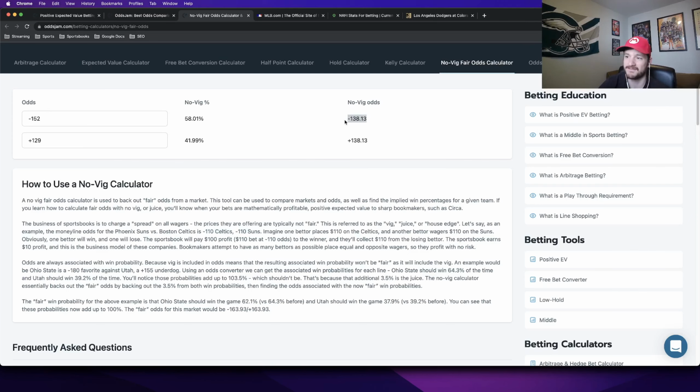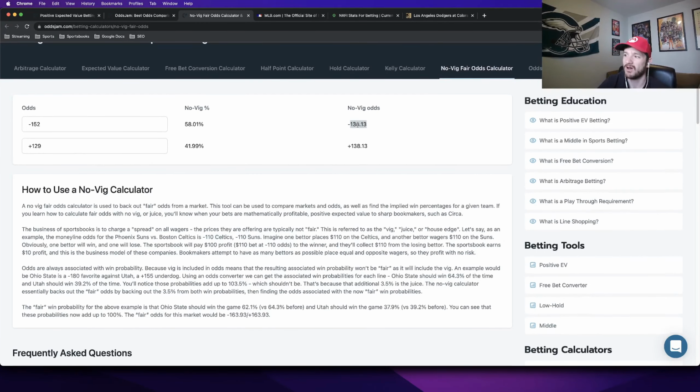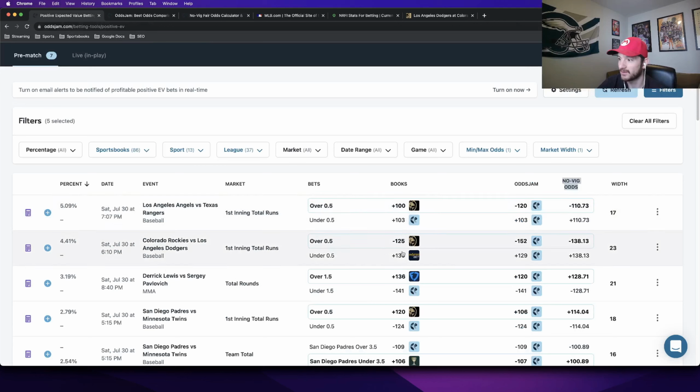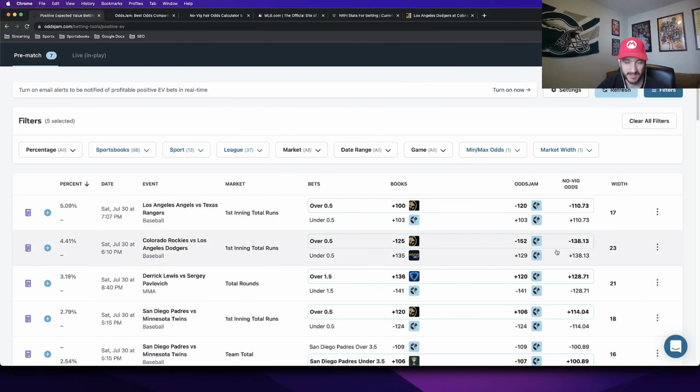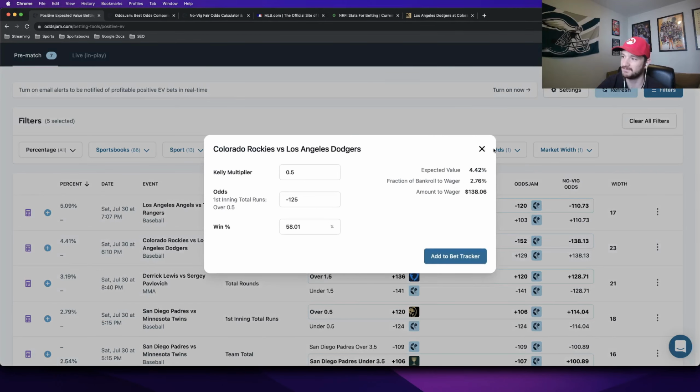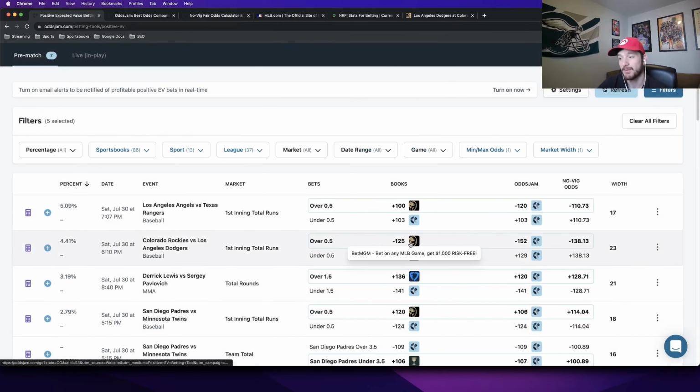Another thing that I find fascinating is that all odds have an associated win percentage. -138 associates to a win percentage of pretty much exactly 58%. Another place we can see that is if you click this calculator here, 58.01. So basically, based on the no vig odds of the OddsJam line, which is the most accurate sportsbook in the world, we think this bet has a 58% chance of hitting. And we're betting it at -125.